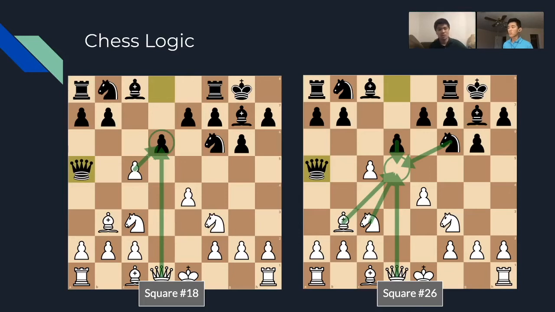The example on the right is a similar thing. The square number 26 can only contain an empty square, the black pawn, the black knight, the white bishop, the white knight, or the white queen.